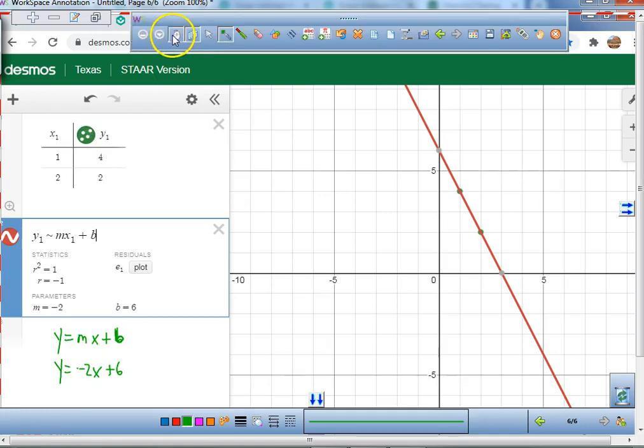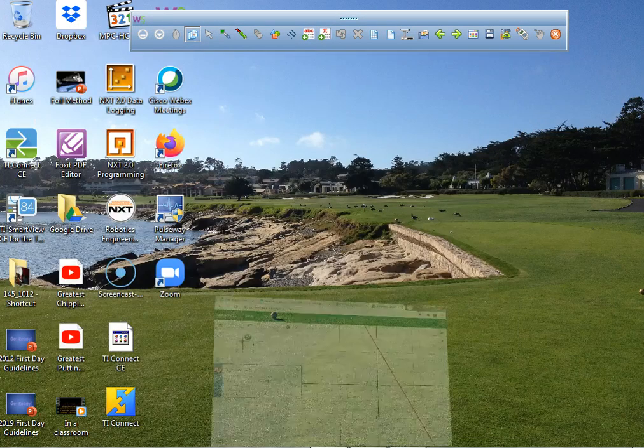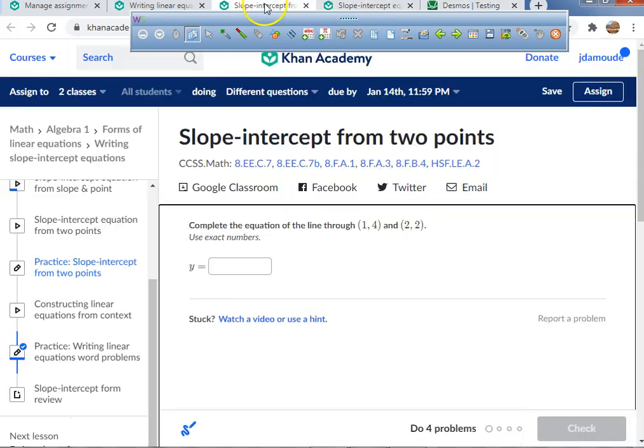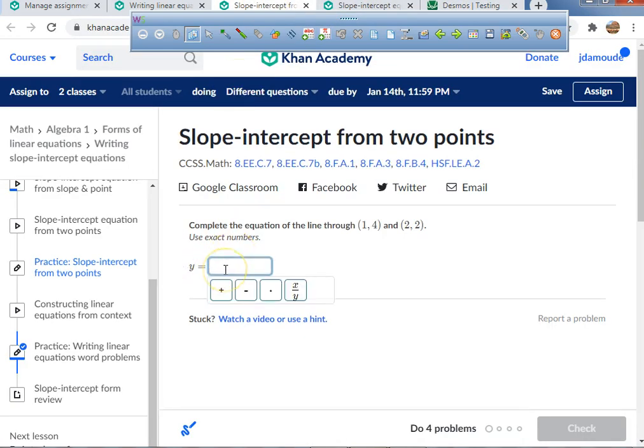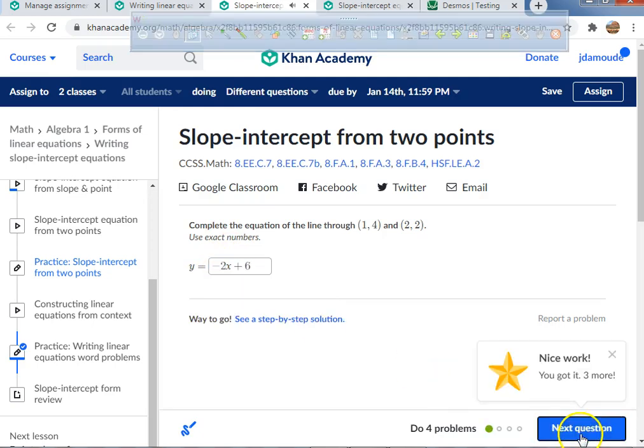All right, so go over here. Go over here to right there. And I'm going to put y equals -2x plus 6.